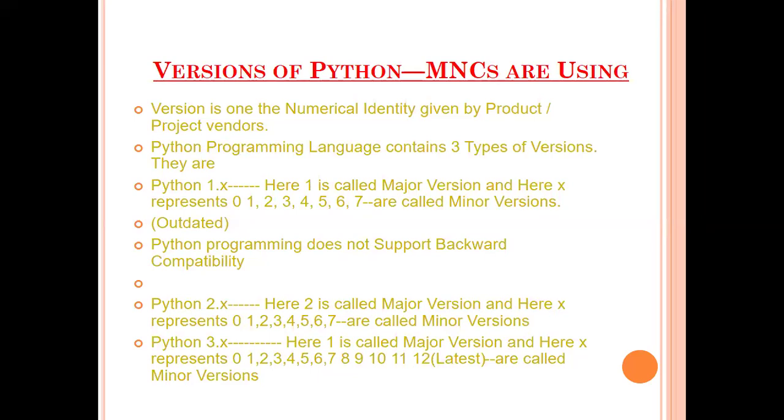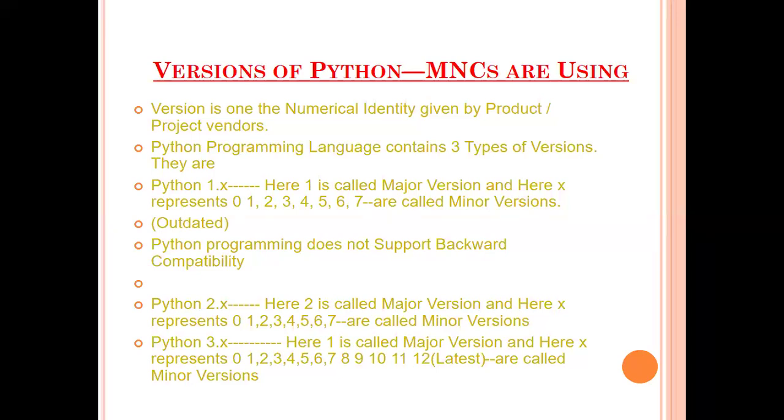So it is outdated and Python does not support backward compatibility. Even in Python 2.x, 2 is the major version and x represents the minor version. In Python 3.x, again, 3 is the major version and x represents the minor version. The latest version is Python 3.12.4.